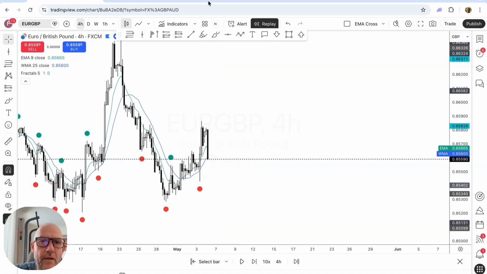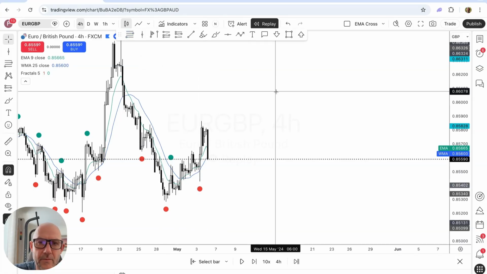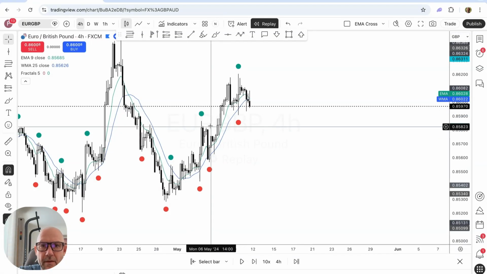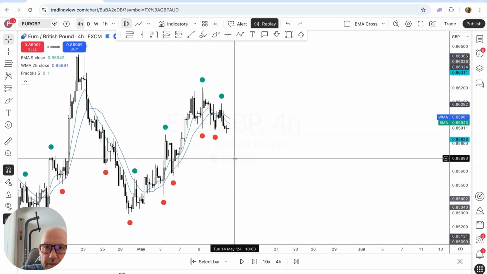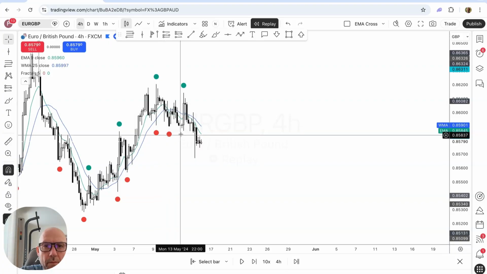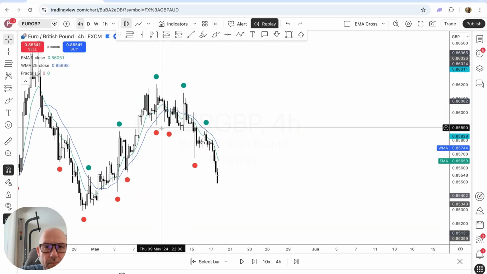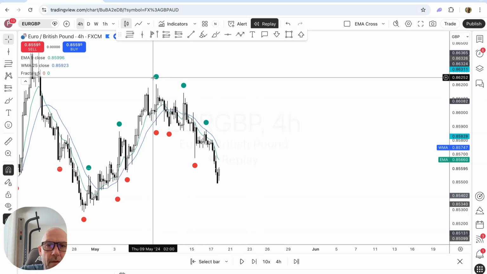We've got another entry here. Oh no, we haven't, because we haven't got a moving average cross. But that would have been another trade. But that's a slightly different strategy, so I'm not going to enter that. Potentially there would have been something in here.